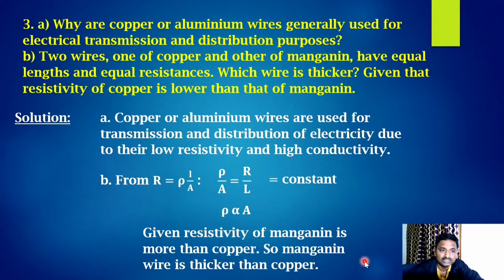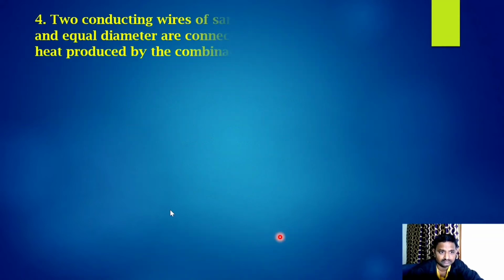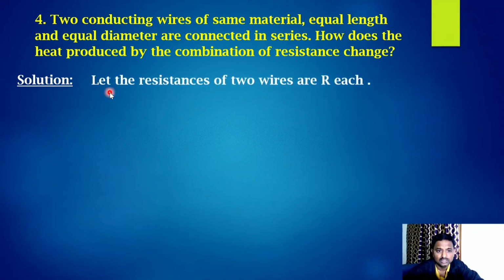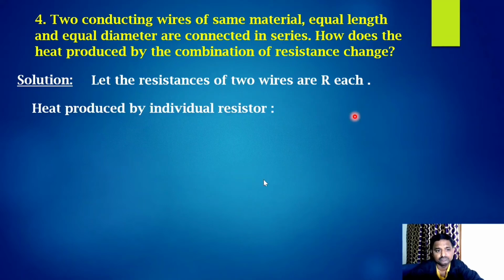Now we will go with fourth question. Two conducting wires of same material, equal length and equal diameter are connected in series. How does the heat produced by the combination of resistance change? Here the solution. Let the resistances of two wires be R each.